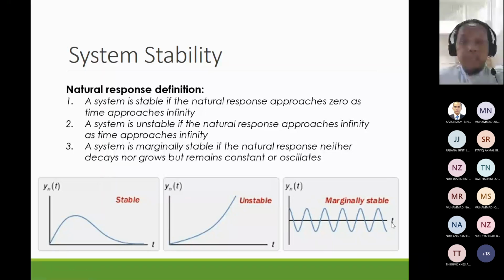Ideally, we want the system to behave following the first figure. We want the system to be stable, and we don't want the system to be unstable. But if a system is marginally stable, it's still acceptable. However, a marginally stable system can become either stable or unstable whenever we make some small adjustment on the system. So it's not very good, it's like sitting on the fence.